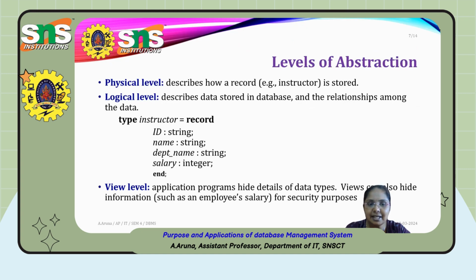The next thing is the level of abstraction. What is abstraction? Abstraction is the general hint about the data, that is, how my data could be stored.